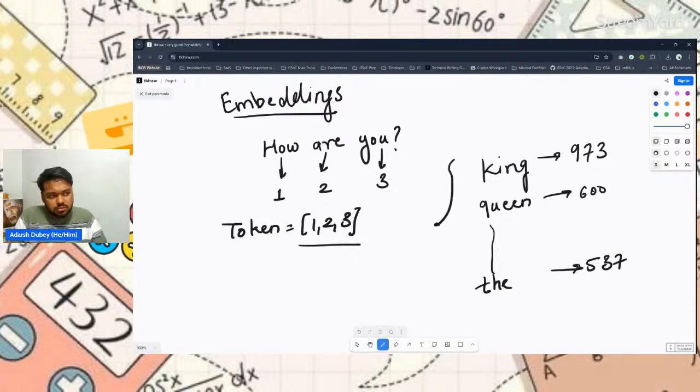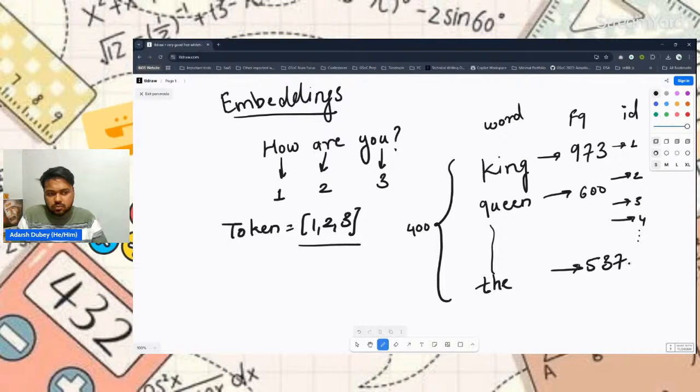So you take the top words, words with the most amount of frequency, and you start giving each of them some ID. So I'll just write frequency, word, and ID. You say king is 1, queen is 2, some other will be 3, some other will be 4, and that's how there will be 40,000. So now you have created a vocabulary of 40,000 words.